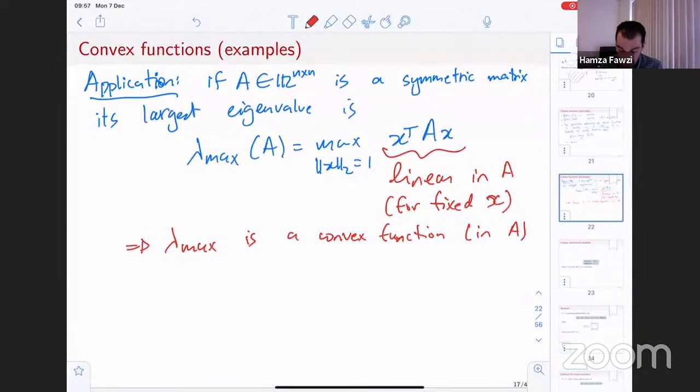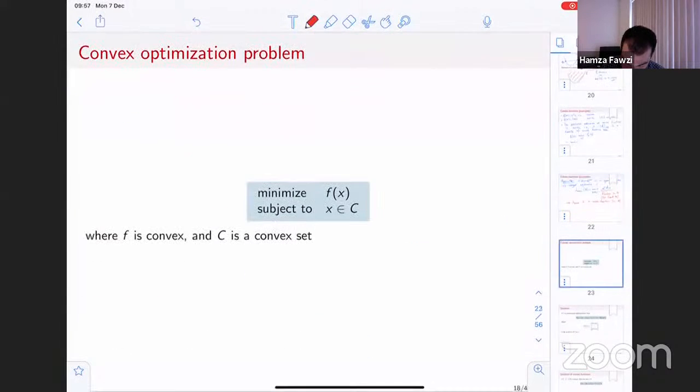Okay, so these are some examples of convex functions. We'll see more as we go along. A convex optimization problem is just the problem of minimizing a certain function f of x that is convex, subject to some constraint that x has to live in C, and C has to be a convex set. This is what is usually called a convex optimization problem.